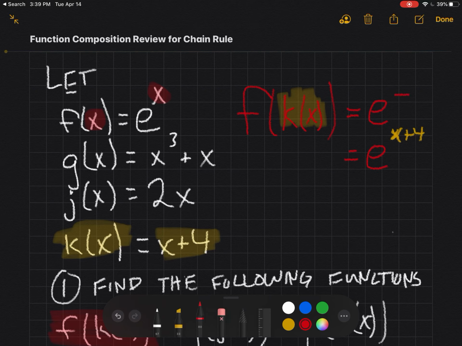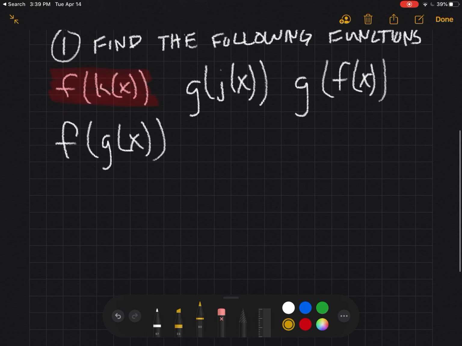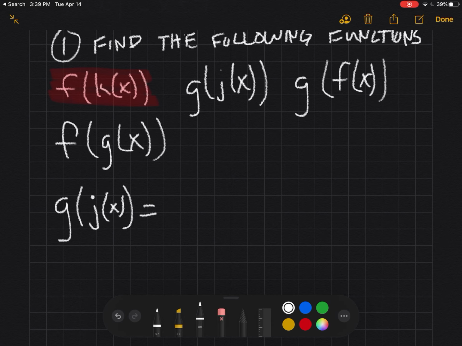And so what I really did here is I just took my k of x function and I put it inside my f of x function. I'm even going to make these colors match up because I feel like that would be beneficial. So I put k of x into the spot where f of x usually has x. And so that's all I'm doing. I'm shoving one function inside the other. So go ahead and pause the video and see if you can attempt these other 3 here.